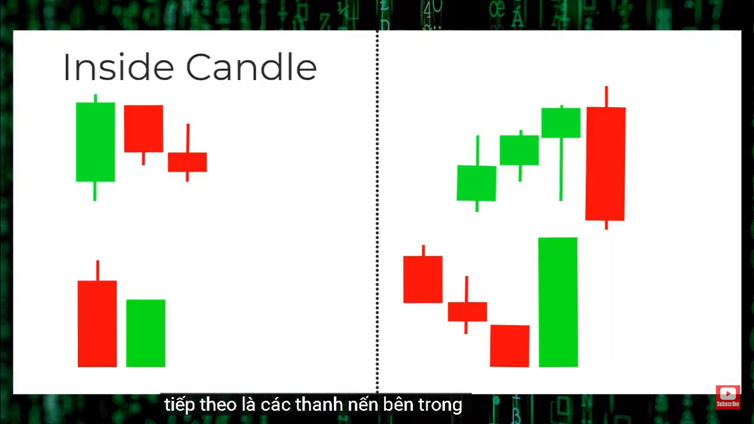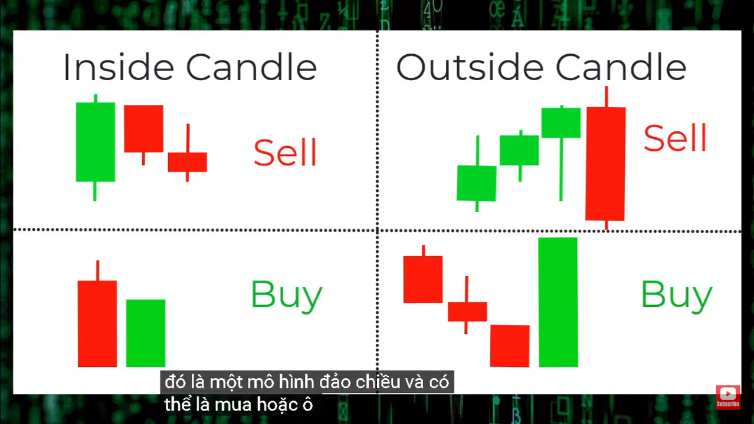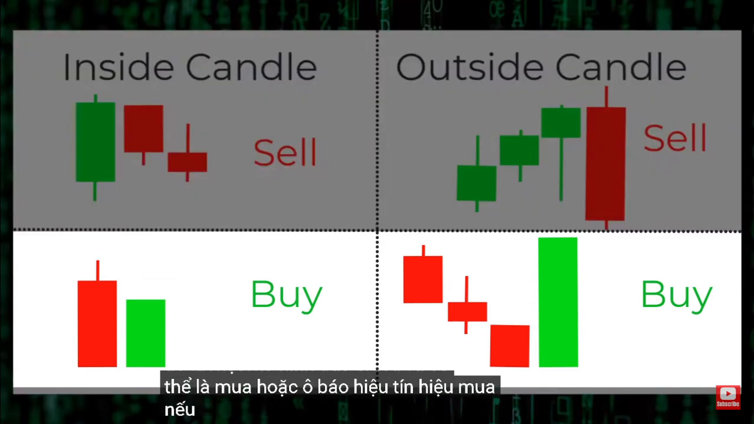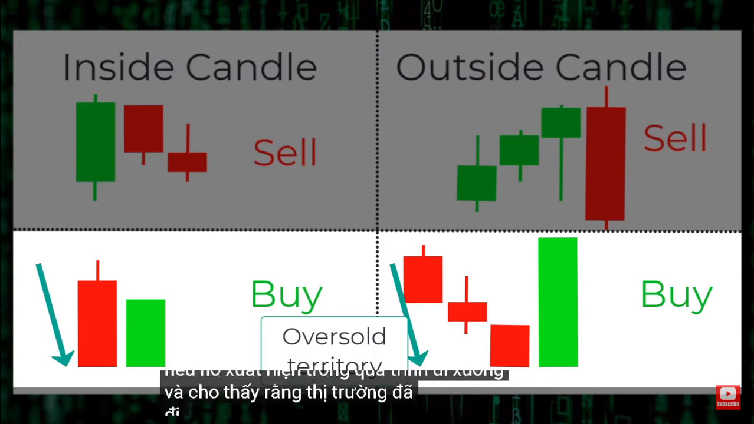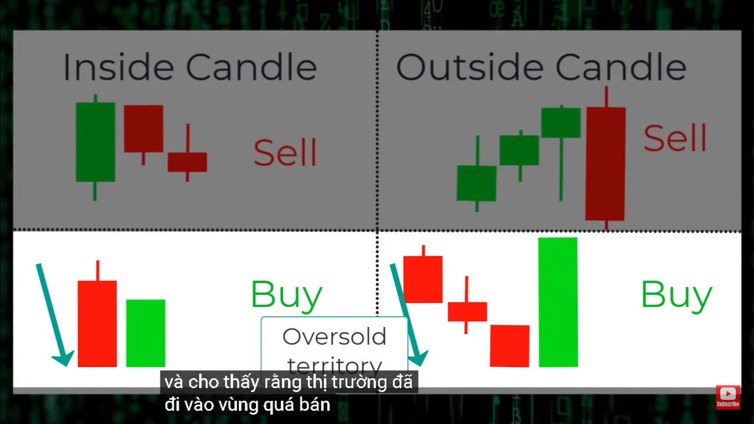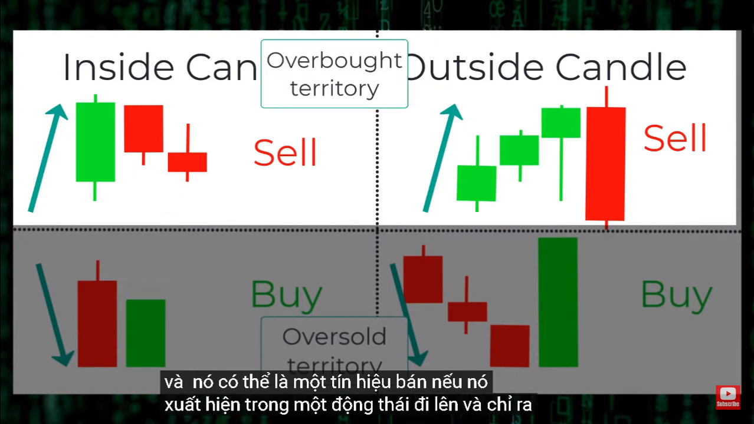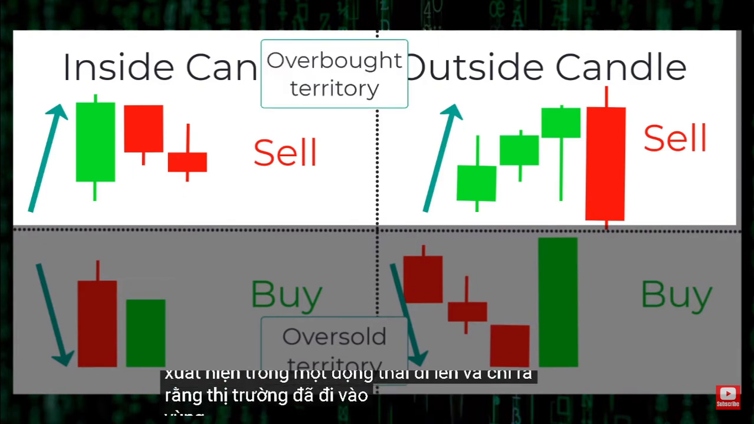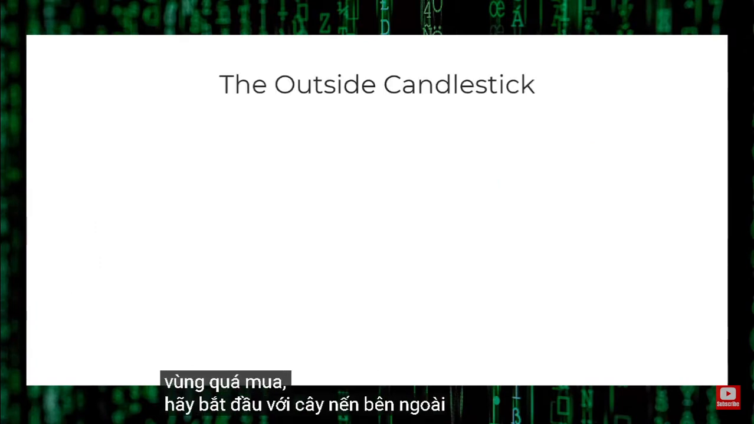Next is the inside and outside candlesticks. It's a reversal pattern and can be either a buy or a sell signal. A buy signal if it shows up during a down move and indicates that the market has entered an oversold territory. And it could be a sell signal if it shows up during an up move and indicates that the market has entered an overbought territory. Let's start with the outside candle.